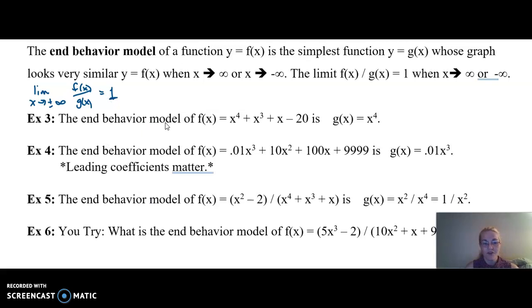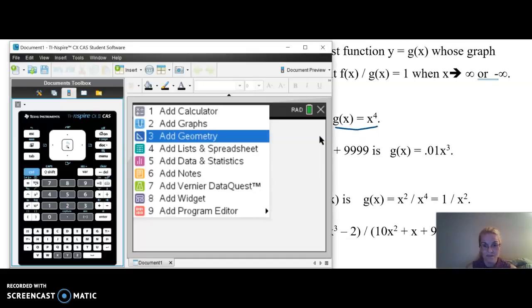So the end behavior model of f of x is x to the fourth plus x cubed plus x minus 20 is, well, which of these terms is making the biggest impact as x gets bigger and bigger or more and more negative? It's this leading term. So anytime you're looking at a polynomial, it's the leading term that's going to be your end behavior function. So let's just look at the graph of these two things.